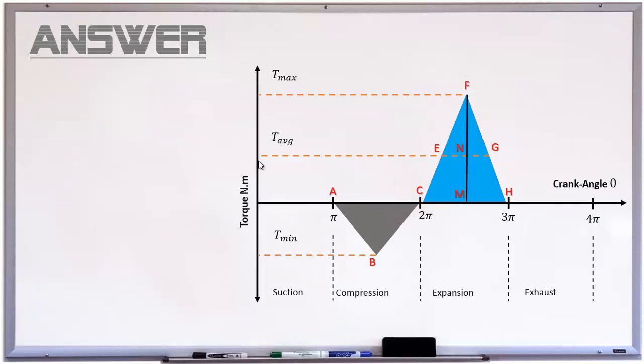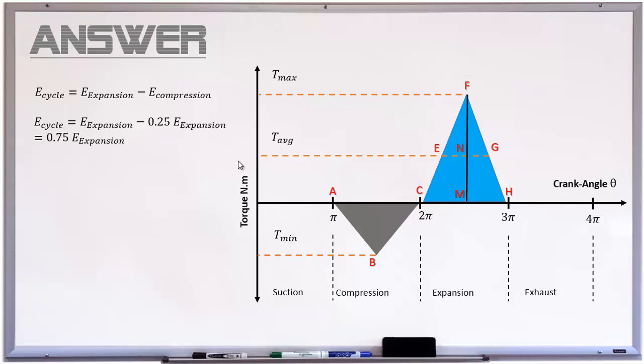This is the turning moment diagram, and we ignored both the suction and the exhaust strokes. We can write the work done per cycle as the work gained from the expansion stroke minus the work done to compress the gas. From the problem, we know that the work done to compress the gas is about 25% of the work gained from the expansion stroke. So rewriting this equation, the work done per cycle equals 0.75 times the work gained from the expansion. Accordingly, we can calculate the work gained from the expansion to be equal to this value.